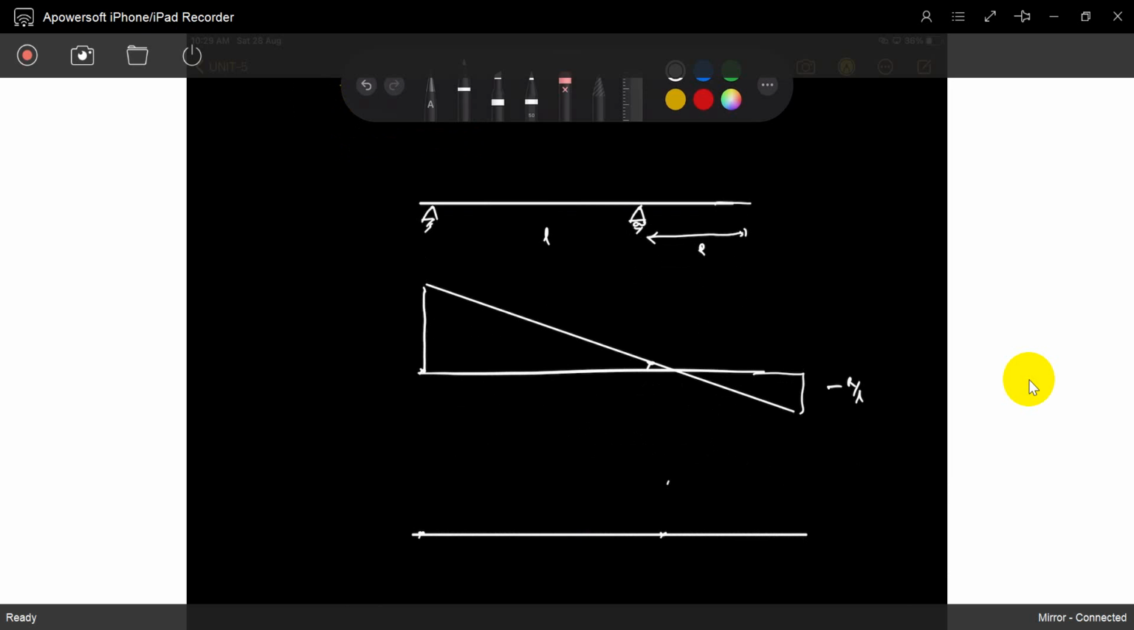This is 0. This is 1. This is RB. You can write it. It will go like this. For RB, the gauge line. So this is what? L plus R by L. It will come like this. Same, you can observe. Understood?